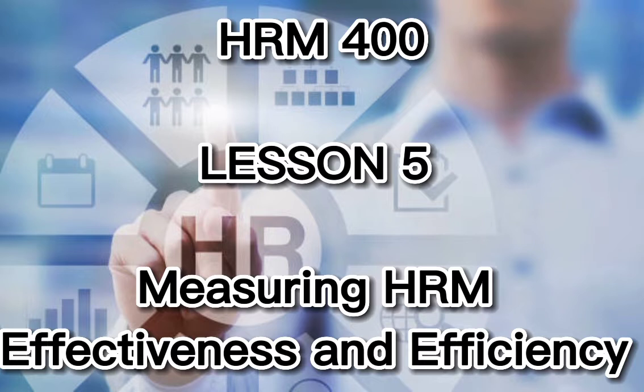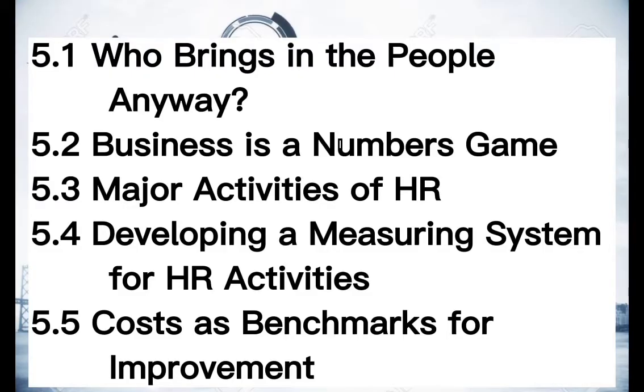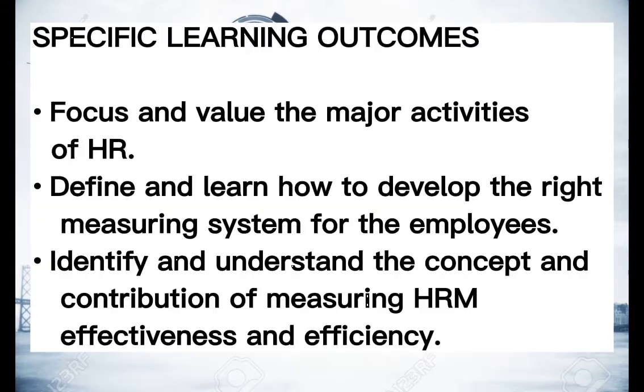For today's session, we are going to discuss Lesson 5 in HRM 400, Human Resource Management, about measuring HRM effectiveness and efficiency with five subtopics: 5.1, Who Brings in the People Anyway; 5.2, Business is a Numbers Game; 5.3, Major Activities of HR; 5.4, Developing a Measuring System for HR Activities; and lastly, 5.5, Cost as Benchmarks for Improvement. The following are the specific learning outcomes.